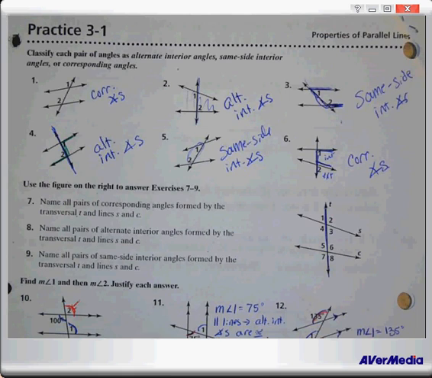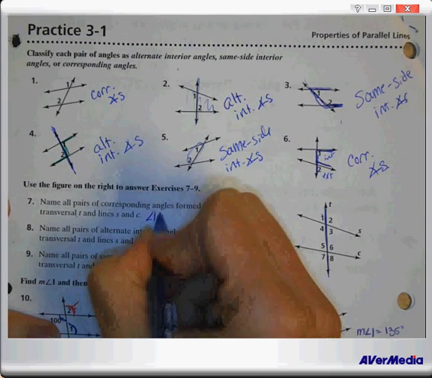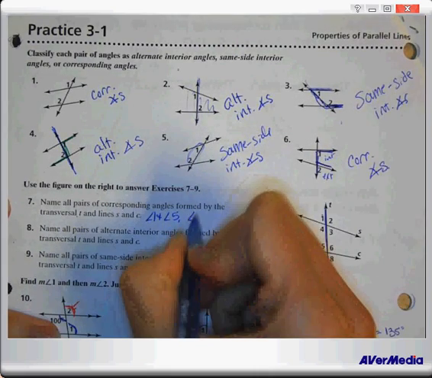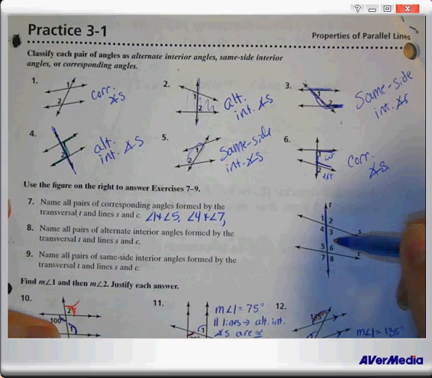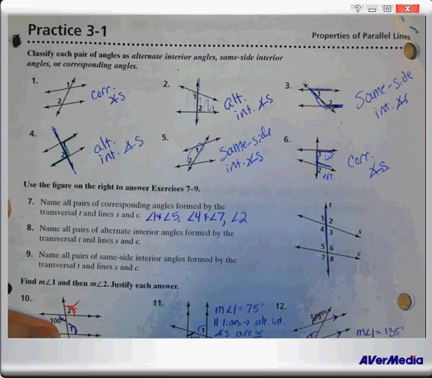1 and 5. 4 and 7, so angle 4 and angle 7. 2 and 6, because remember one's interior, one's exterior. And the last but not least, 3 and 8. 3 and angle 8. Now it says let's find all the alternate interior.